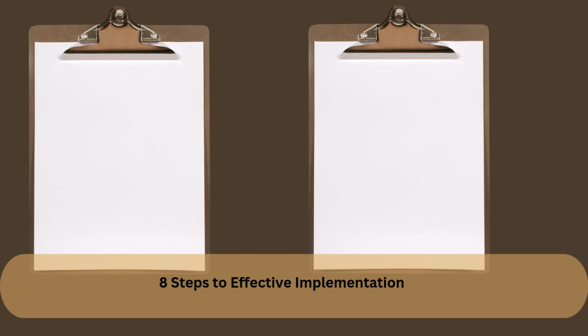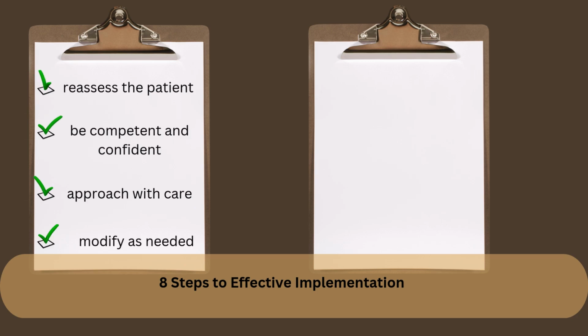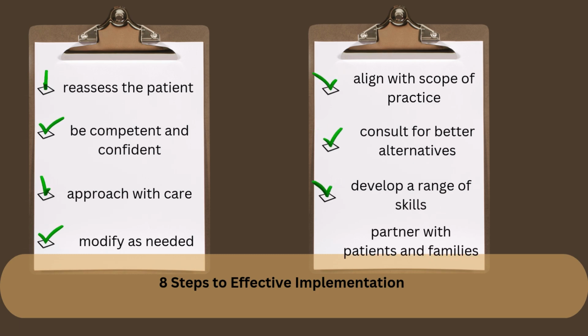To implement the nursing care plan effectively, follow these 8 steps. Number 1, reassess the patient. Get into that habit. Secondly, be competent and confident. Thirdly, you want to approach with care. You also want to be able to modify as needed, or change the care plan as needed, align with the scope of practice, and be able to consult for better alternatives. You also want to get into the habit of developing a range of skill sets. And lastly, be able to partner with the patients and their families for a much more successful outcome.